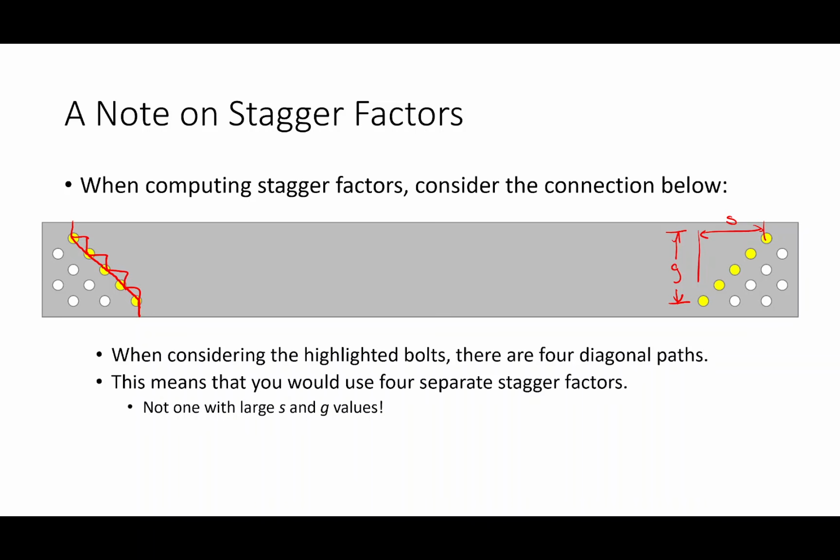Because the math doesn't work out that way. You're taking S squared over 4G, so you can't just lump it all into one big S and get the same numerical quantity. So you do need to treat each diagonal path separately. Is everybody okay with that? So just keep that in the back of your head.